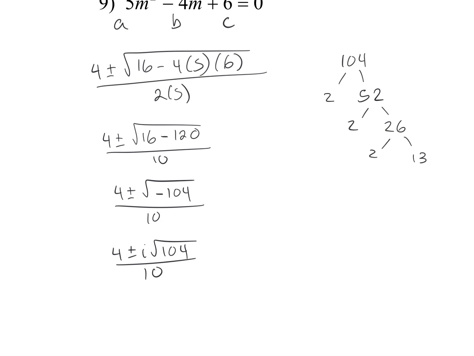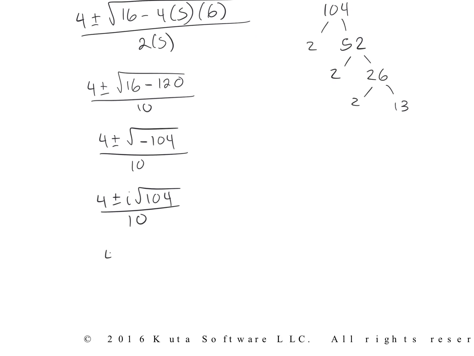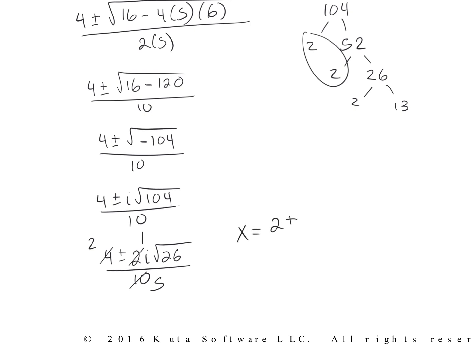I only have one pair of 2's, so this is going to become 4 plus or minus 2i root 26 over 10. So remember, the 2's is what goes outside, and then the 13 and the 2 remain inside of the root, so 13 times 2 gives you 26. I can simplify the 4, the 2, and the 10 into a 1, a 2, and a 5. So your final answer is x is equal to 2 plus or minus i root 26 over 5.